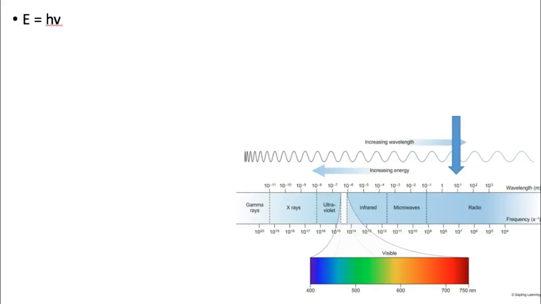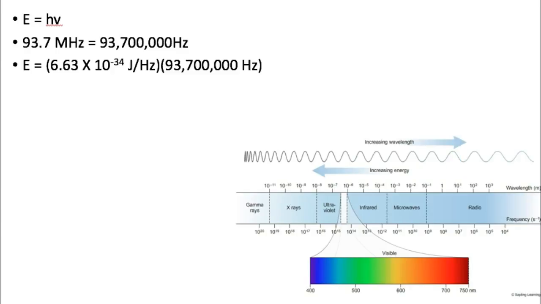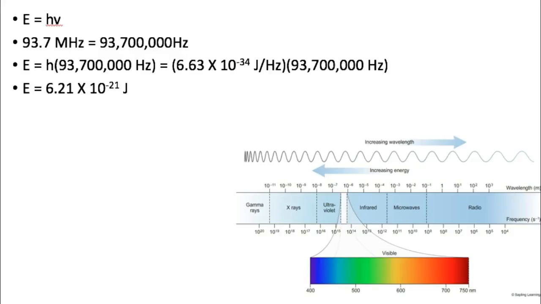We're at 10 to the 7th, we're talking about 93.7 megahertz, which is a common radio frequency. We can figure out the energy by plugging this value, 93.7 megahertz or 93,700,000 hertz, into our equation for energy. So we have Planck's constant, which is 6.63 times 10 to the negative 34th joules per hertz, times 93,700,000 hertz, and that will give us an energy of 6.21 times 10 to the negative 21st joules.